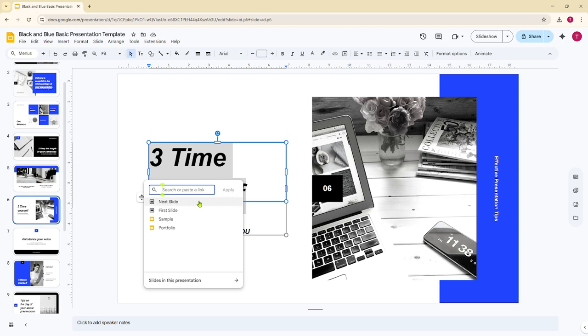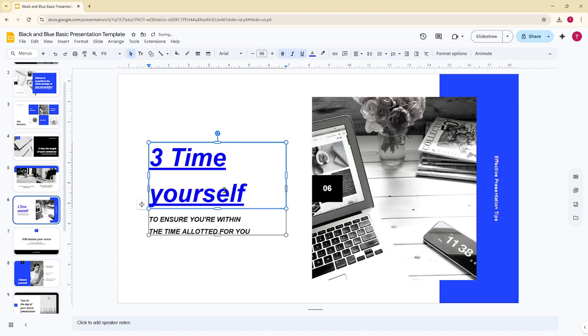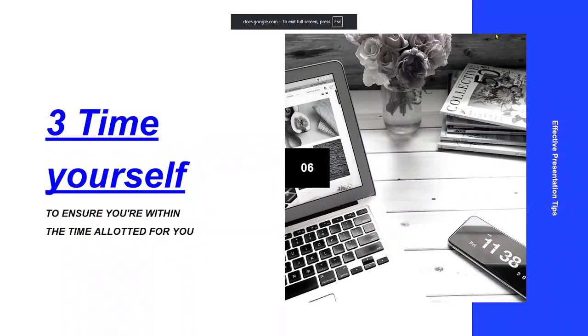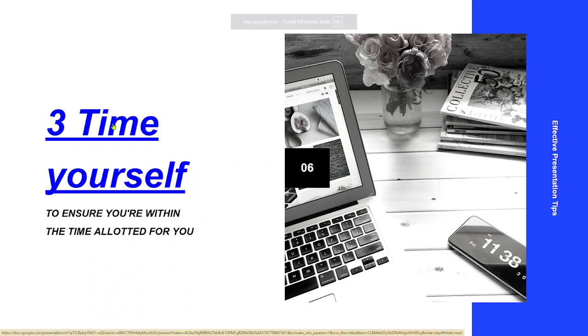After setting up your link, it's important to test it to ensure everything works seamlessly. Navigate to the top right of your screen and click on the slideshow button. This will put your presentation into full screen mode. Now click on the link you've just created. If everything is set up correctly, you should see your presentation jump directly to the slide you selected earlier.